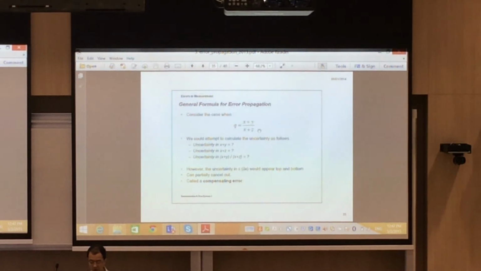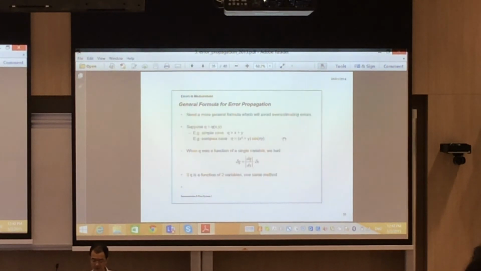But the issue now is that you have x on both sides, on the numerator and denominator, so they tend to cancel each other. So this error actually requires compensating error. How do we do this? How do we handle this kind of errors?